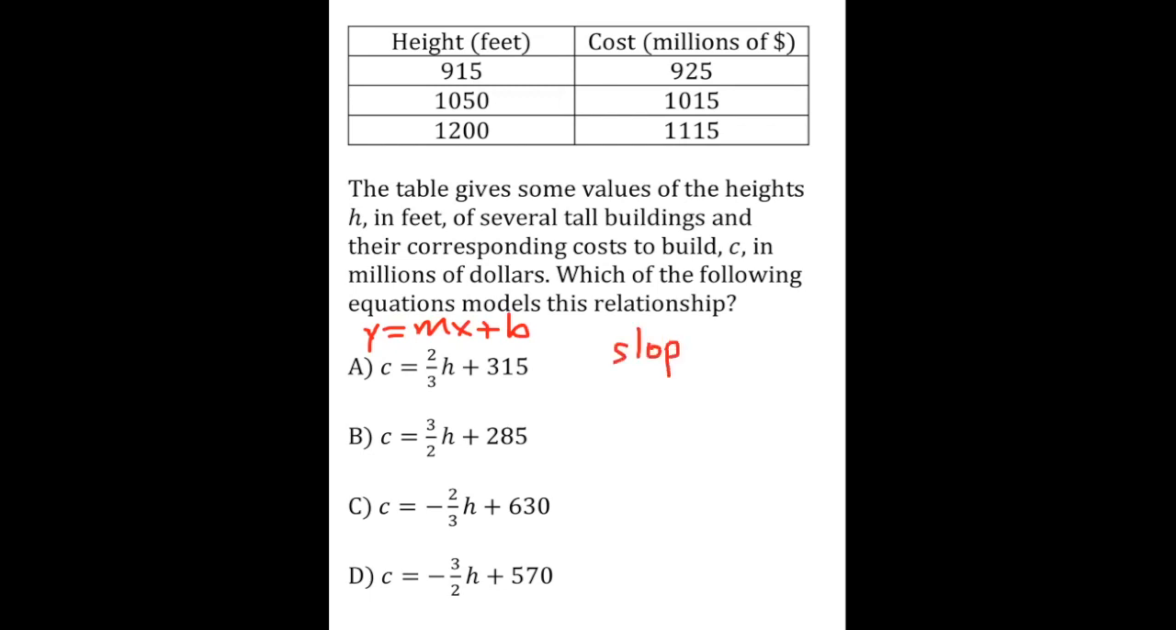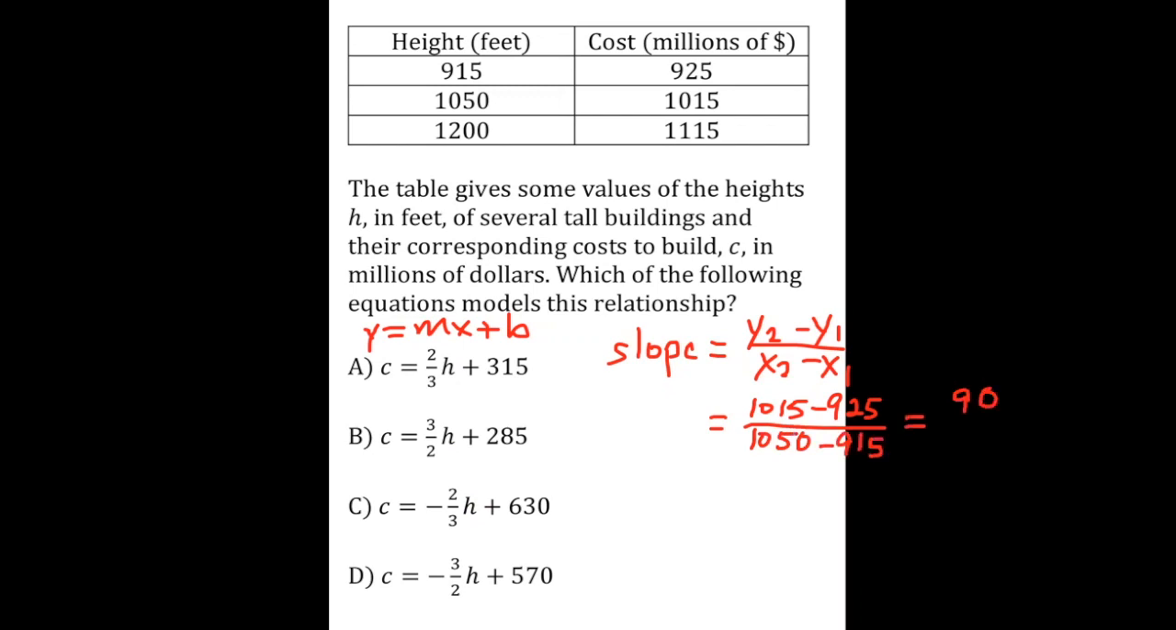Another thing we need to have memorized for the SAT is how to find slope, which you might remember is change in y over change in x. And if we look at the answer choices, it looks like our y is actually C here, and our x is h. So it looks like it's change in C. So if we grab two C's, we can get 1015 minus 925 over our change in x, which is h. We got 1050 minus 915.